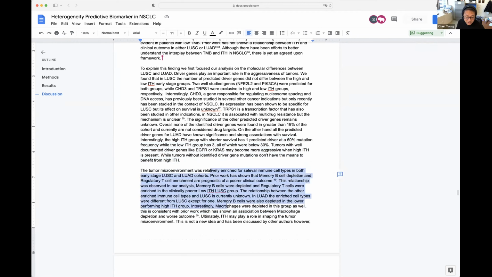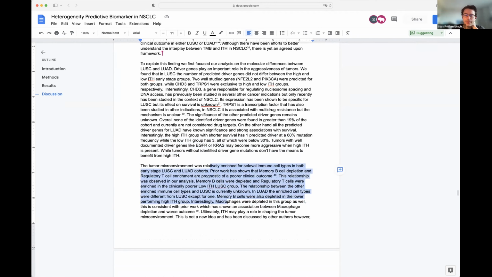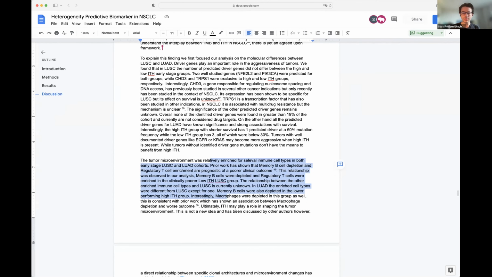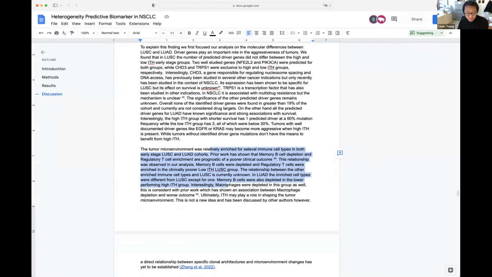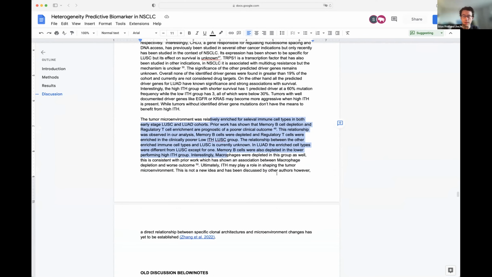Then the immune change. And then I just talk about the tumor microenvironment. It seems like in a lot of the more recent works, this idea of ITH is being consistently paired with TME, tumor microenvironment, and it seems to be very frequently used to explain different prognostic value in ITH, not just in lung, but in other tissues. And so I just talk about what we saw, how that compares to what's been seen in the literature, as far as these specific cell types go.